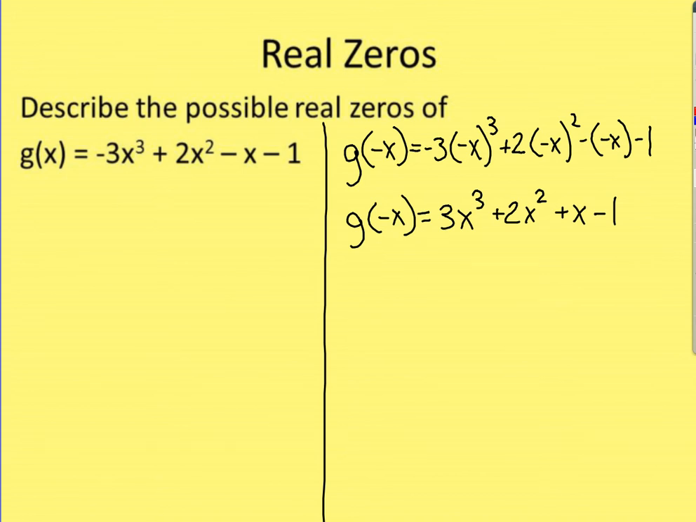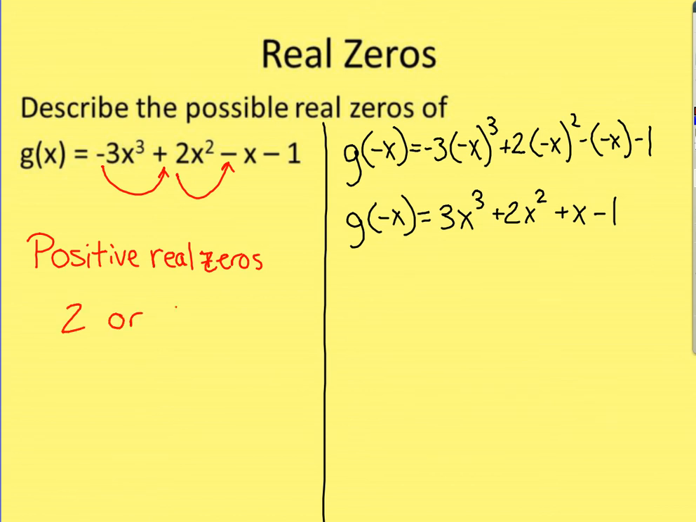Now we just need to check and see how many times we switch signs. So we go from positive to negative or negative to positive. On g of x, on the positive version, we go from a negative to a positive. We go from a positive to a negative. So we have 2. So positive real zeros, there's 2 or 0 of those.